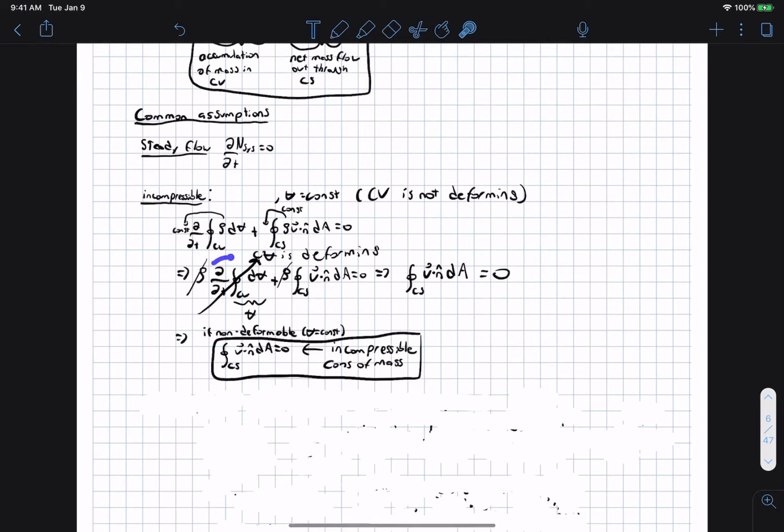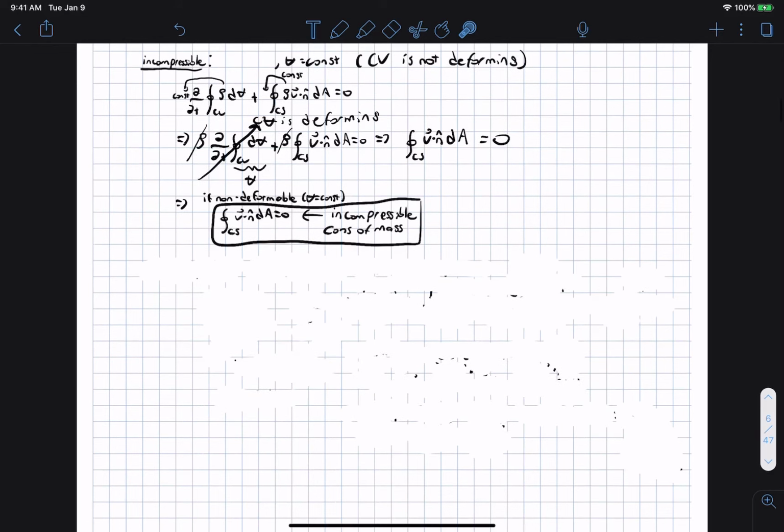If it's deforming, then dV/dt will not be equal to 0. We will have an example with that, and I will show you what to do with a deforming control volume. But for now, to get your feet wet, we will be doing non-deforming and stationary control volumes, so you can get used to these.